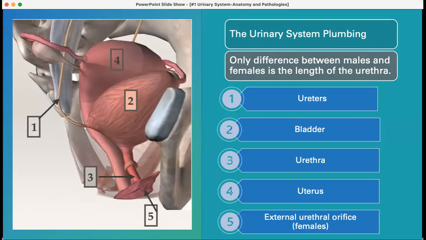Okay, so let's go on to the plumbing system, the urinary system. The only difference between a male and a female as far as the urinary system plumbing is the length of the urethra. This is showing the anatomy for a female, of course. The ureters are here. And the ureter, notice the ureter is really not a very big structure. It's not that hard to clip it inadvertently when they're doing pelvic surgery.